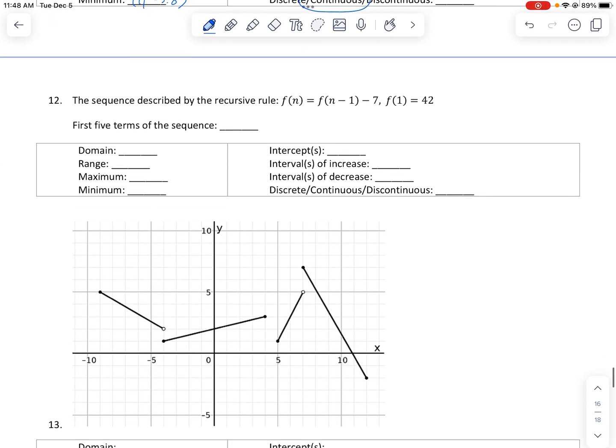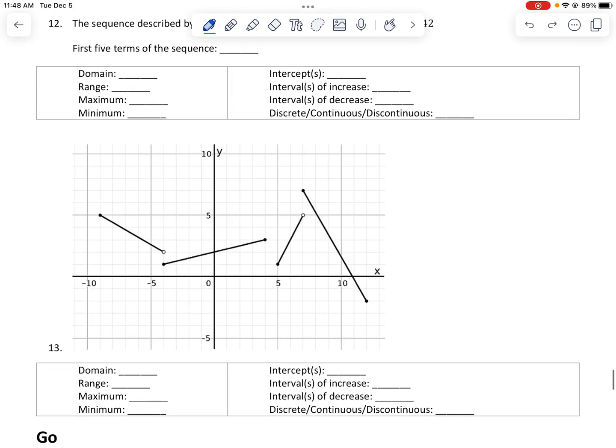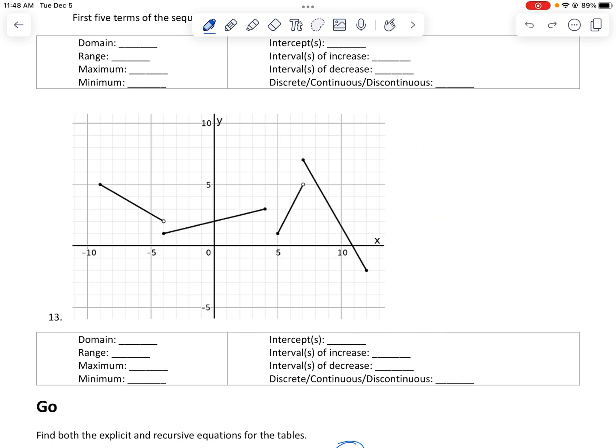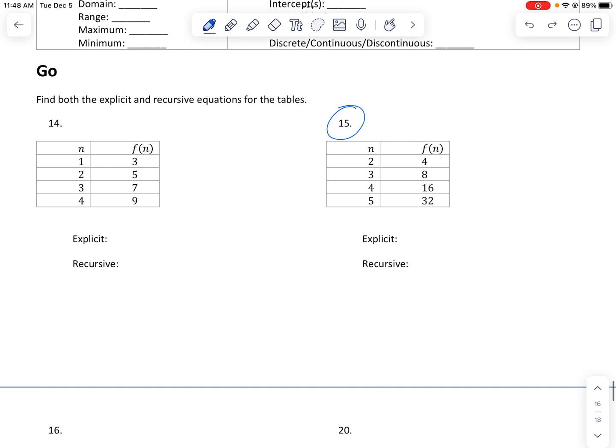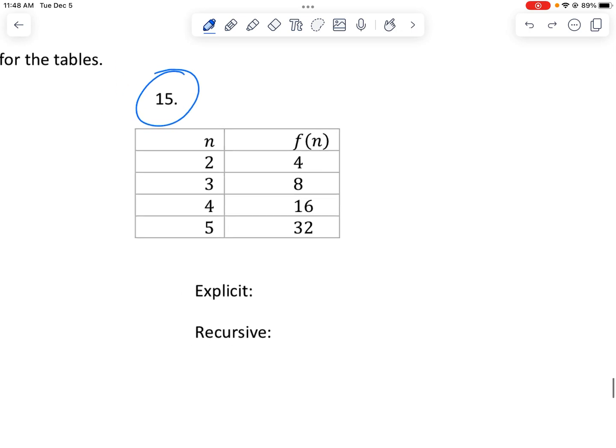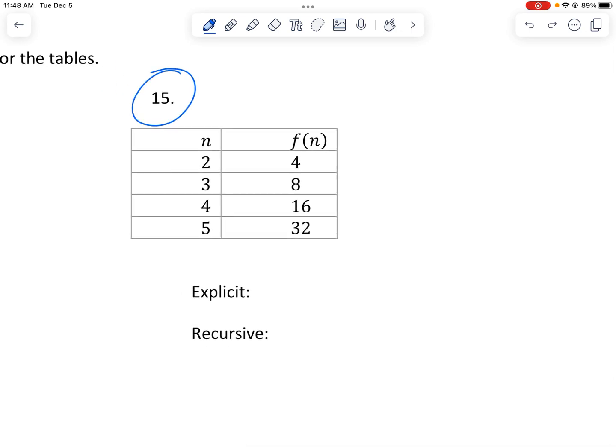You have different functions. There's a recursive rule from sequences. There's another graph here that's discontinuous. It's got spots for broken. And then in the Go section, you need to write the recursive and explicit functions for the things. So we're going to use 15 as an example. Just remember how these functions work. It looks like my n's are increasing by 1, so it's just adding 1 each time. That's great. And then my f of n's here, it looks like it is all times by 2. That means this is geometric. And our growth factor, or common ratio, is 2.